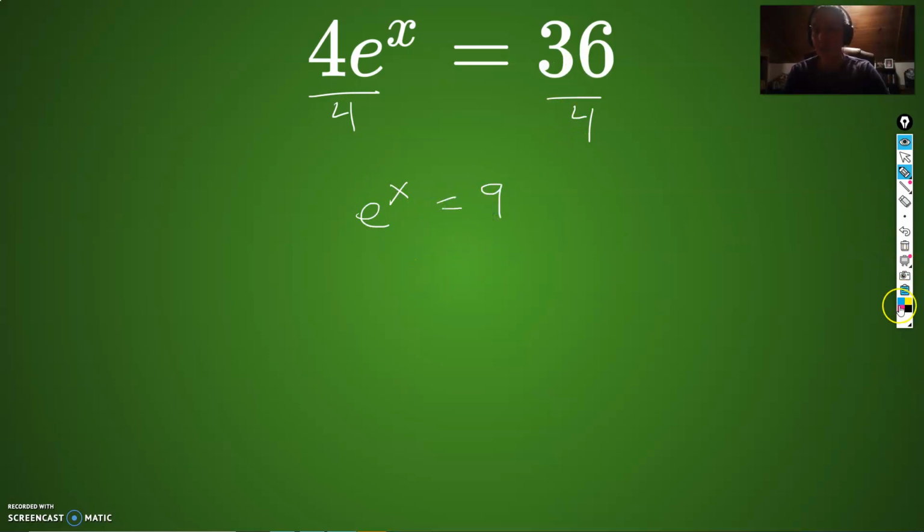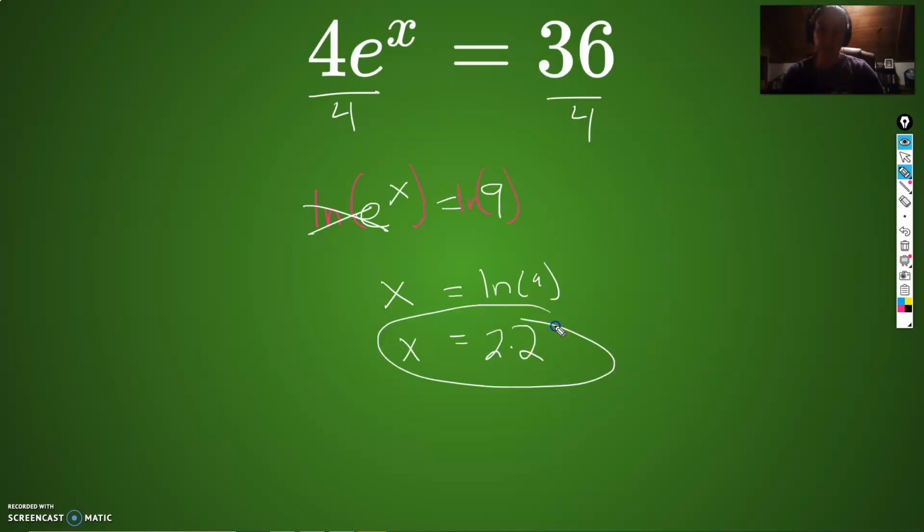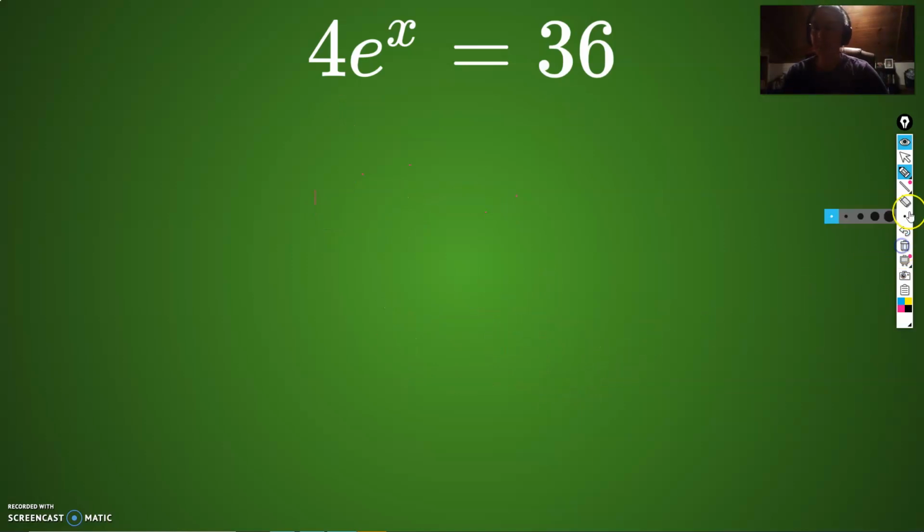And then our step is we are going to ln both sides, because ln is the inverse of e. So we ln both sides. Ln and e are inverses, so we get x equals the ln of 9. And the ln of 9 as a number is 2.2. I'm going to drastically round 2.2. There we go. Okay, let's see another one.